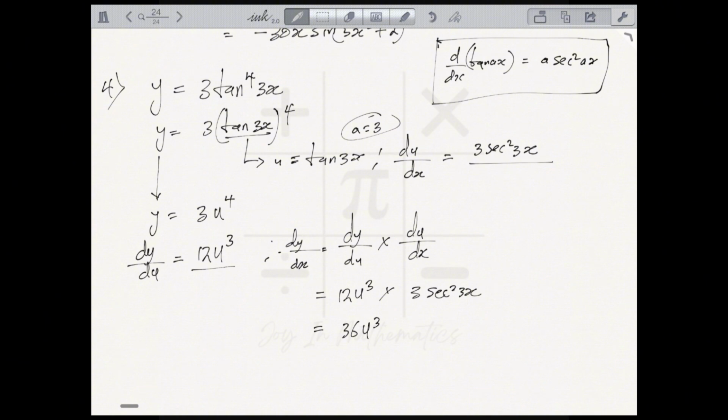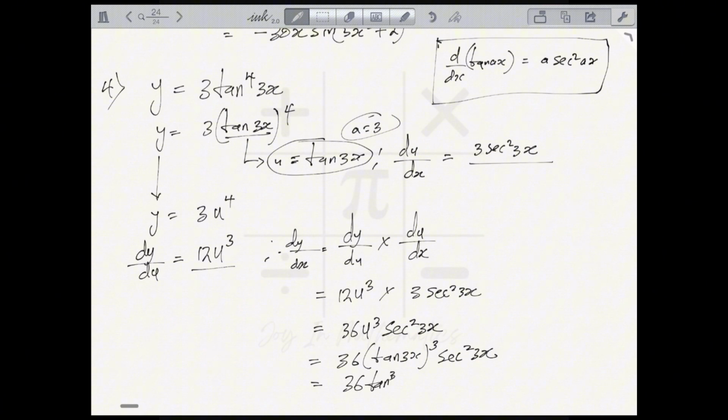Having done that, we can now evaluate our dy/dx, which will be what? dy/du using chain rule multiplied by du/dx, and that is 12u raised to power 3 times 3 sec squared 3x. Now this will give us 36u cubed sec squared 3x. Now let's make our substitution of u back. That is 36 (tan 3x) cubed sec squared 3x, because u is equals to tan 3x. This will give us 36 tan cubed 3x sec squared 3x. In our next video, we'll be considering more examples regarding function of a function.